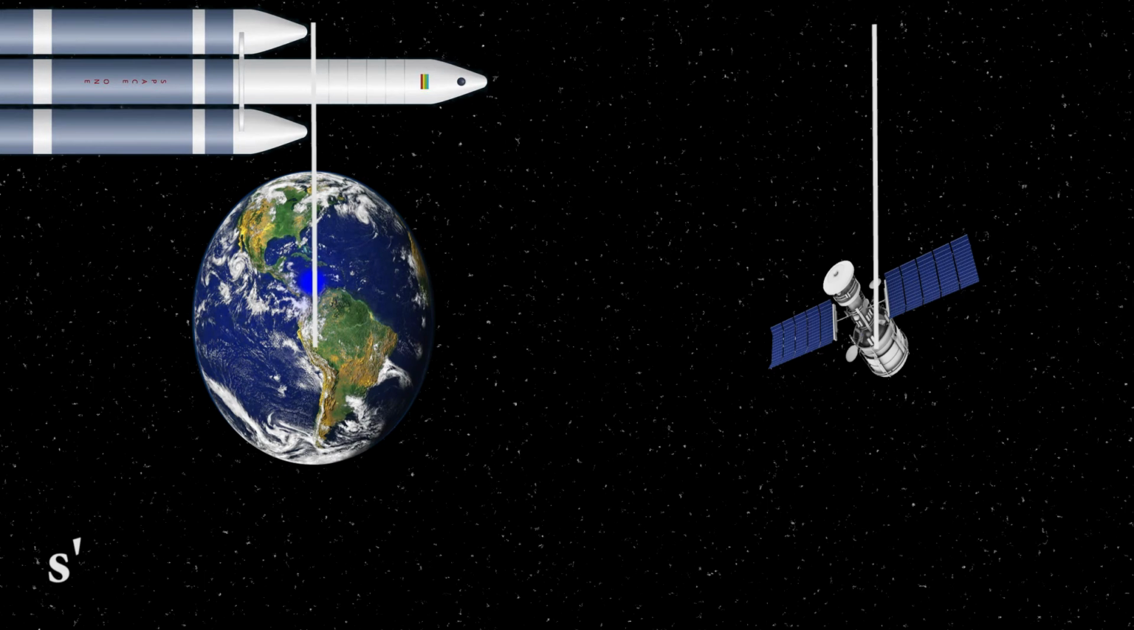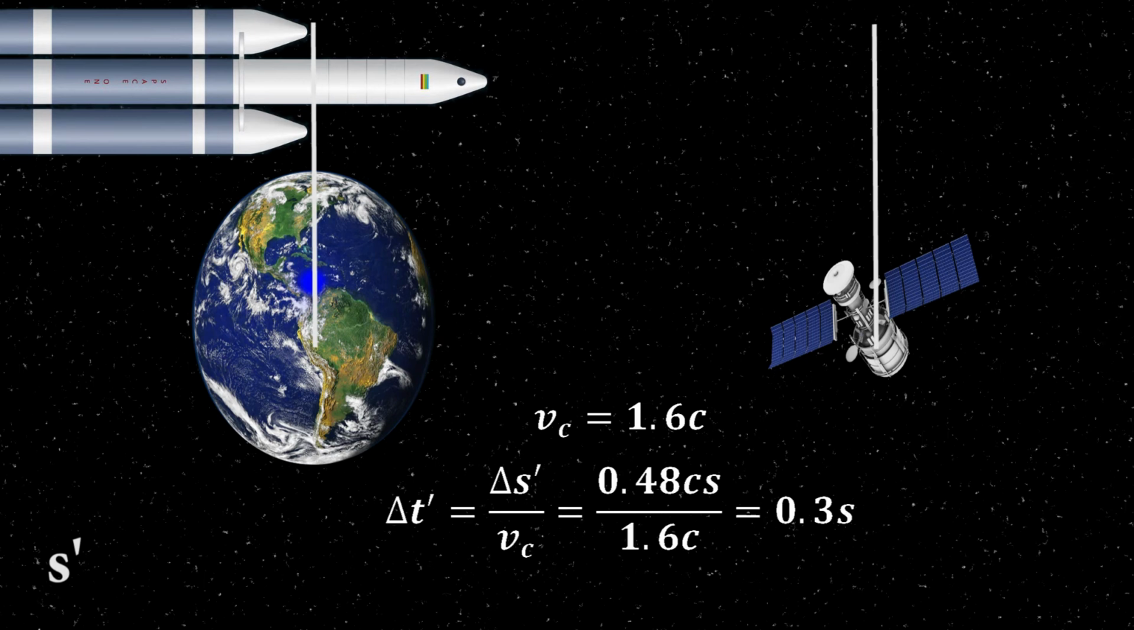Now for the closure speed. We know that the photon is moving away from us to the right at speed c. And we know that the satellite is moving towards the left at 0.6c. Because both speeds are relative to us, we can conclude that their closure speed, or v sub c, is equal to 1c plus 0.6c, which equals 1.6c. Consulting our previously used formula to find the elapsed time for the spaceship, dt prime equals ds prime over v sub c, which is 0.48 light seconds over 1.6c, that equals 0.3 seconds.